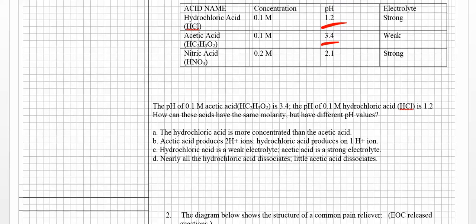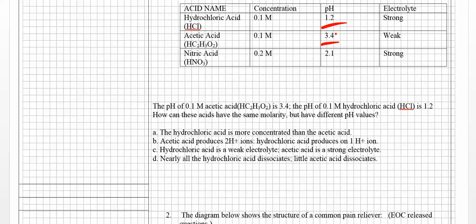What we want to try to do is arrive at the answer in our heads before we look at the answers, because once we look at the answers, everything's going to look right. So again, let's read the question one more time and see if we can, just from the question, derive what the answer is without looking at the individual answers. It says, how can these acids have the same molarity but have different pH values? Obviously, the hydrochloric acid has a lower pH value than the acetic acid.